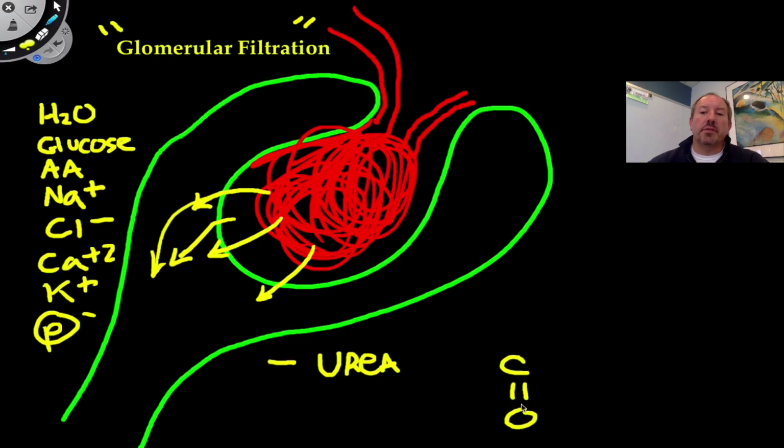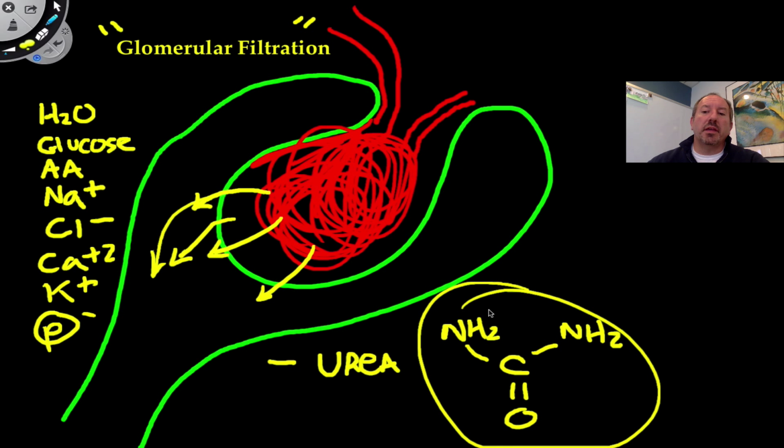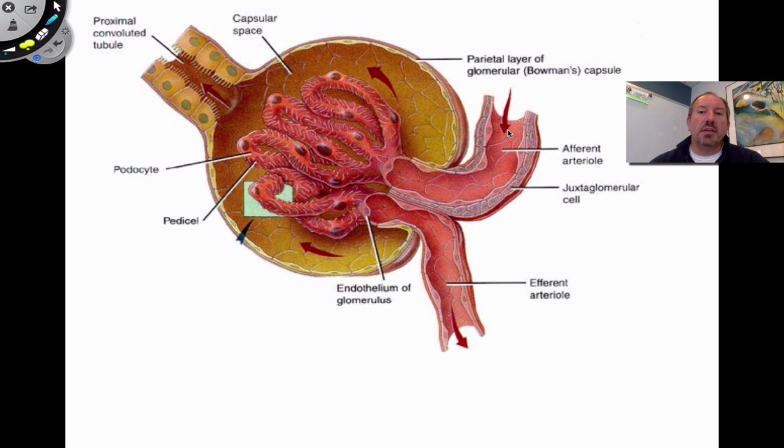In other words, like this. This is what urea looks like. It's a little tiny compound, and so it easily diffuses out of the capillary into the renal corpuscle. And it's primarily this that the body wants to excrete. It's slightly toxic.